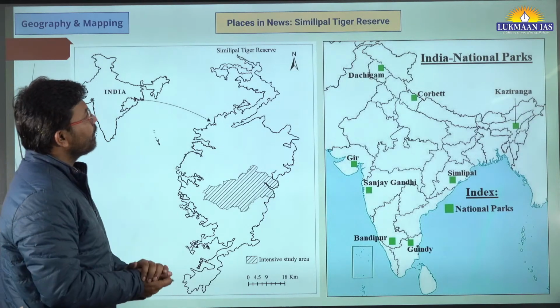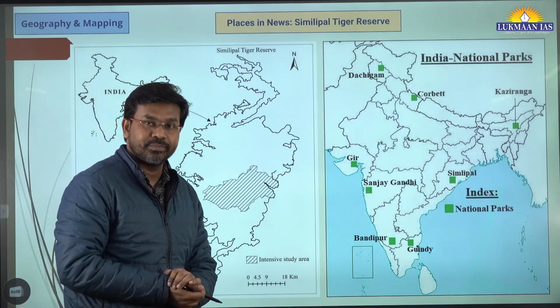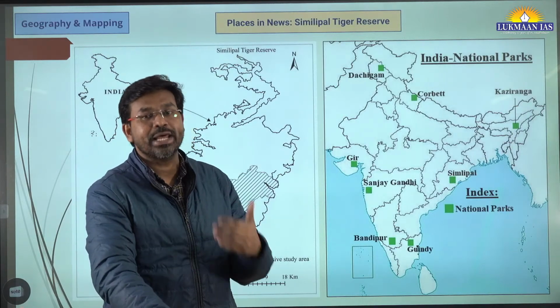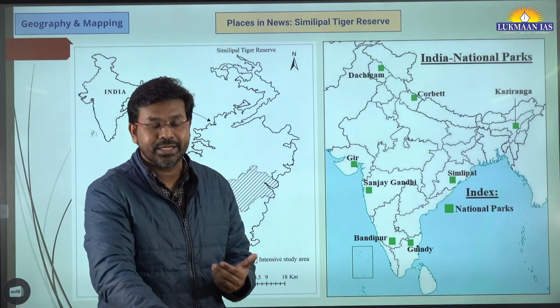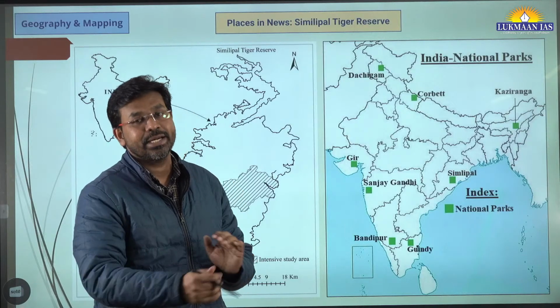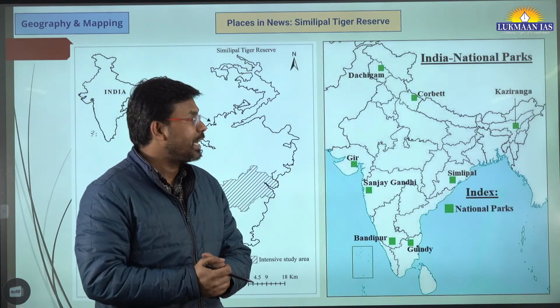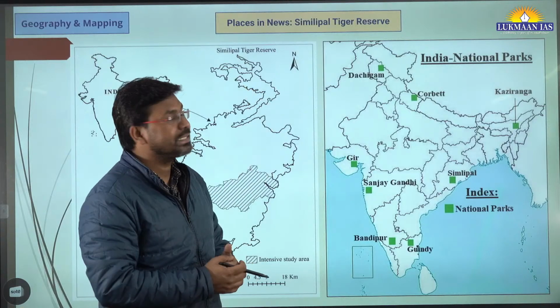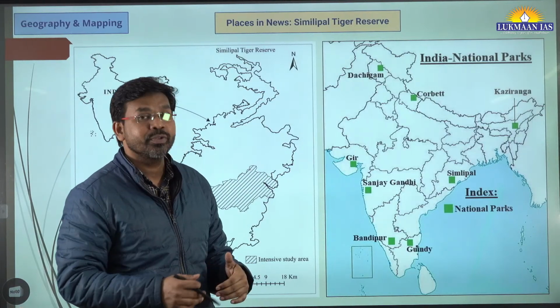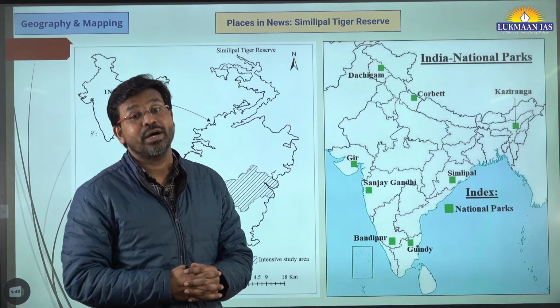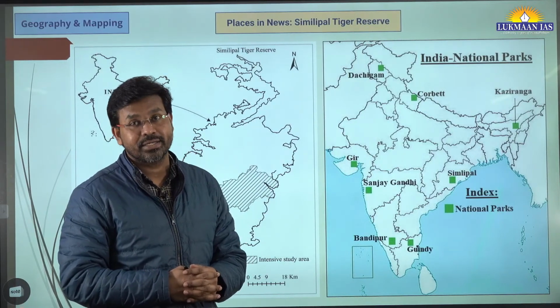So name of the topic is Simlipal Tiger Reserve. So today in the newspaper, there were mention of few tiger reserves and national parks in the country. One of the tiger reserve and national park is Kaziranga National Park. So it was in news, and apart from this, they have also mentioned the Simlipal Tiger Reserve. So today we are going to understand about the location of the tiger reserve. We are going to understand the concept related to tiger reserve.